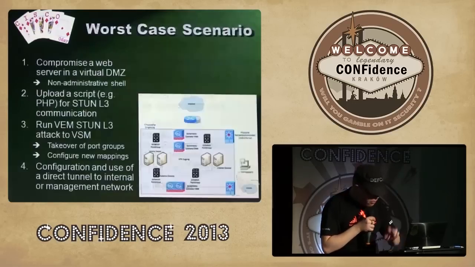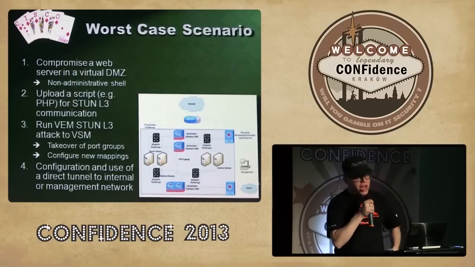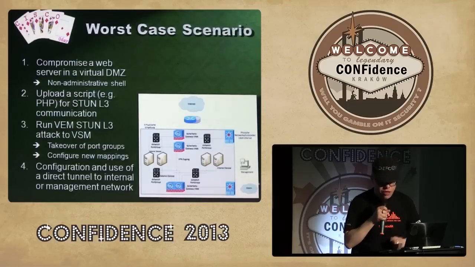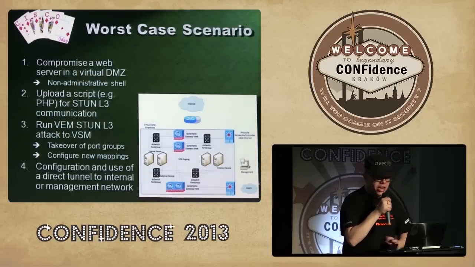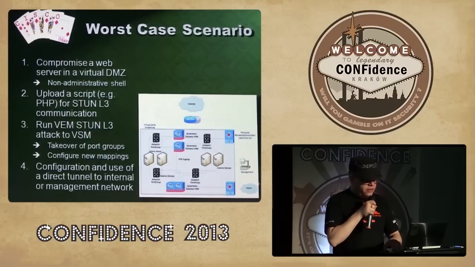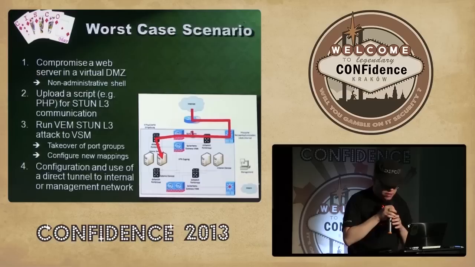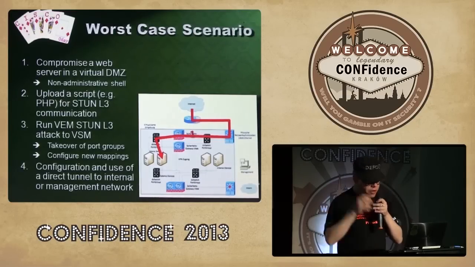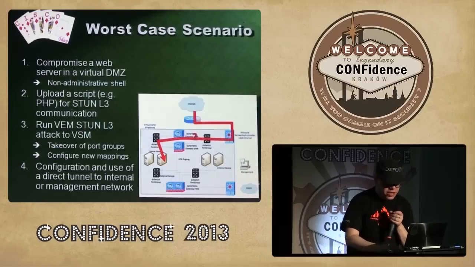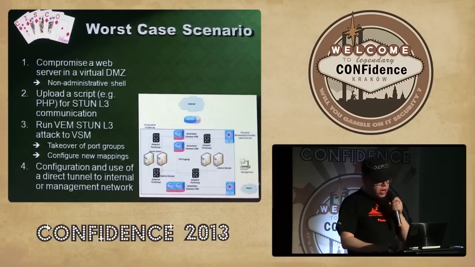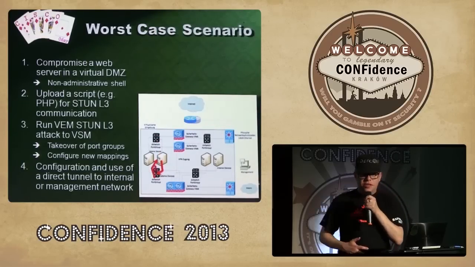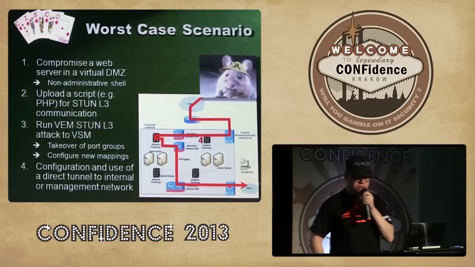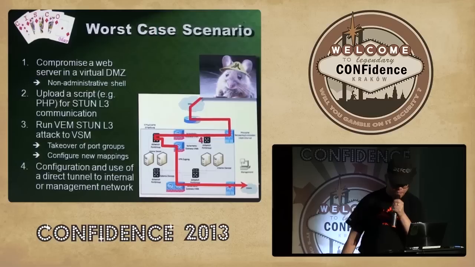So, in a worst-case scenario, what happens is you have a virtualized DMZ with a web server, right? Someone installs PHP and a bulletin board on it, and then someone else comes around and owns the bulletin board, which gives you a non-privileged user on this machine, uploads a PHP script that sends single UDP packets, which talks to the switch and says, give me this port group, I need to reconfigure something, and then you get a tunnel into the internal network for your Chinese rat.